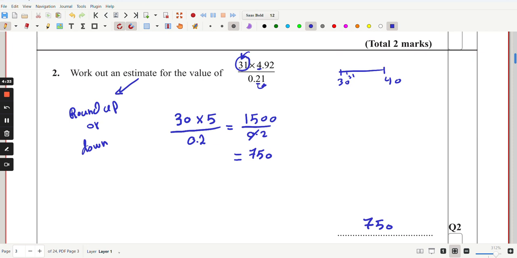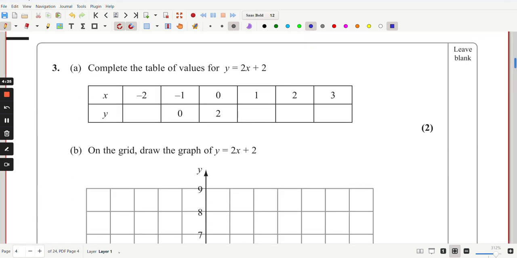Now, question 3 here. Complete the table of values for y equals 2x plus 2. It's a non-calculator paper, so you should find the values manually for y. Now, once x is minus 1, y is 0, so this is a point, minus 1 and 0, with x coordinate first. First coordinate is x, second coordinate is y.